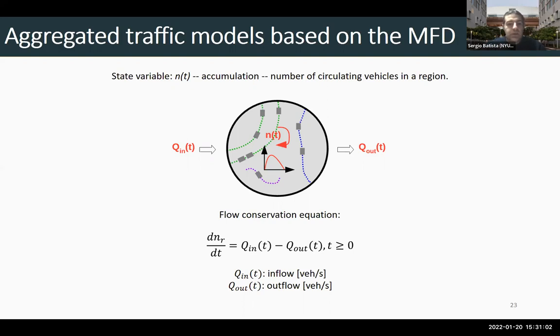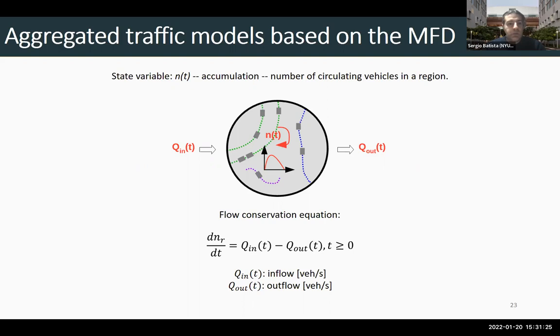of the model. And the MFD is just similar to the fundamental diagram, a relationship between the average circulating flow in the region and the average density. And you can translate this relationship into production versus the accumulation or the circulating speed versus the accumulation.